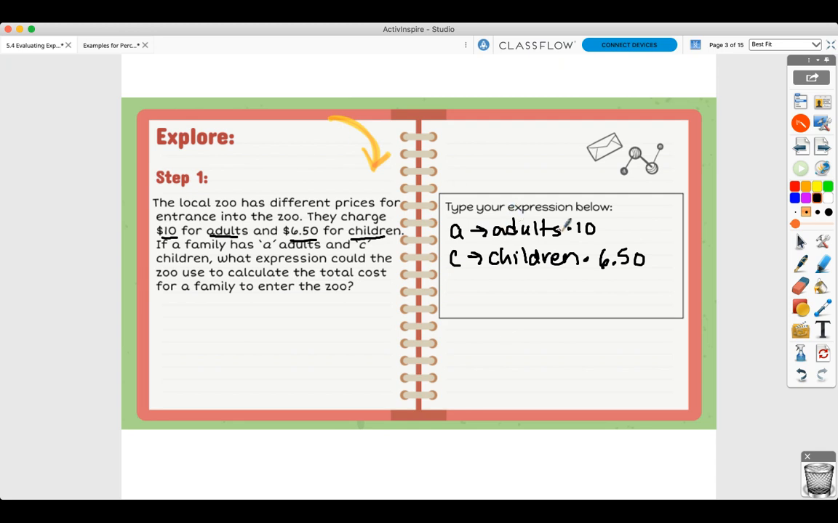And now you're writing an expression that represents this. You're not writing adults times 10. They're giving you a variable of A for adults. So it's going to be 10A. And remember, you don't need to write a dot or parentheses or anything right now. 10A means multiplying. And then you'd be adding them together because the cost of the adults and the cost of the children together gives you the total cost. So 10 times A plus 6.50 times C is your expression for the total cost for the family to enter the zoo. So we're going to be using this expression as we continue along in this explore activity.